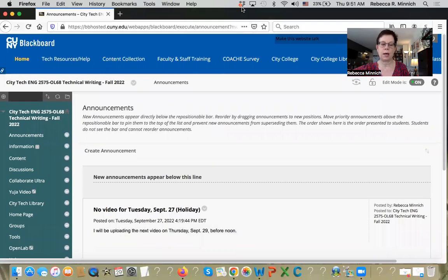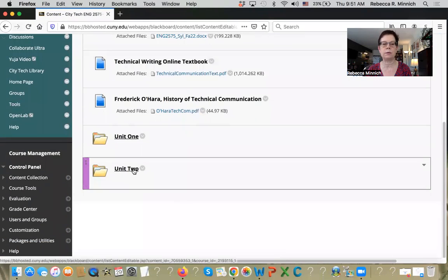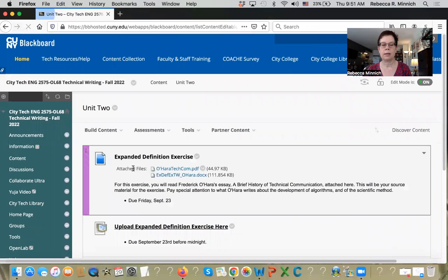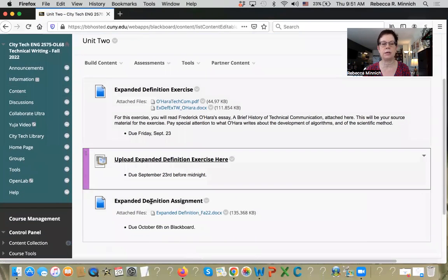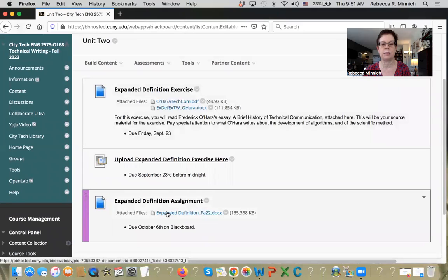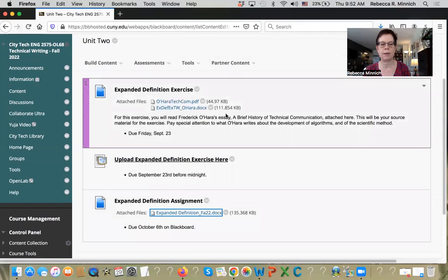Okay, so if we go into our site on Blackboard, we go into content, we're going to be looking at the Unit 2 folder. Now, pretty much everybody has submitted the exercise. It does connect to the expanded definition assignment. But I want to open up the assignment first. So this is for the formal paper.